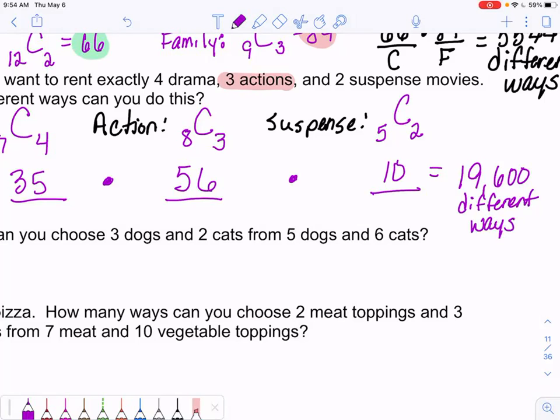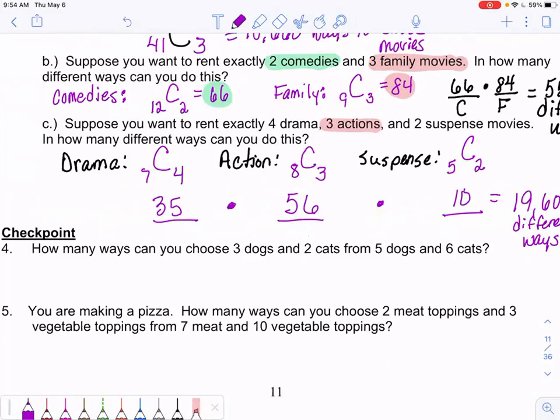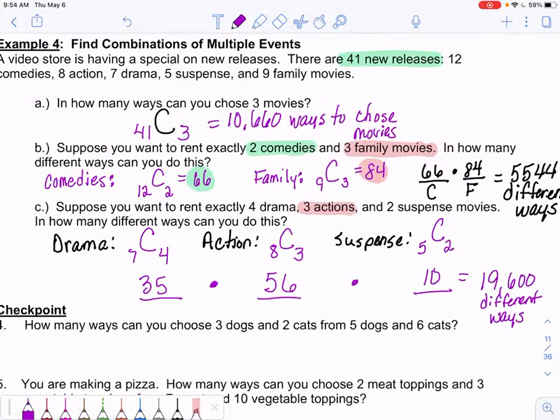Are there any questions? We'll skip the 2 checkpoint problems at the bottom. All right, so we are going to go directly into Google Classroom and start the review worksheet to prepare for tomorrow's test.